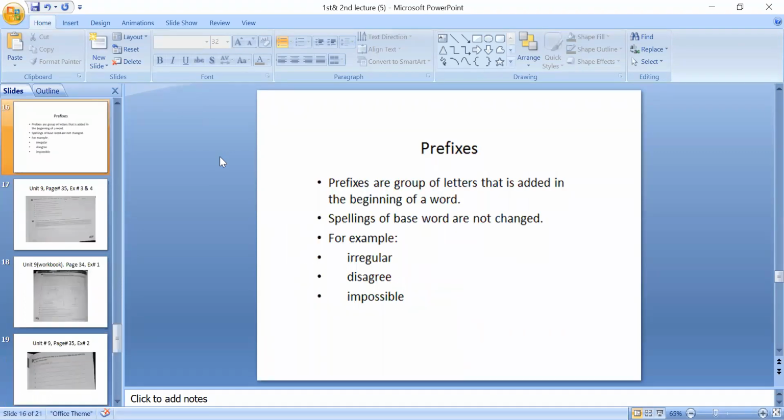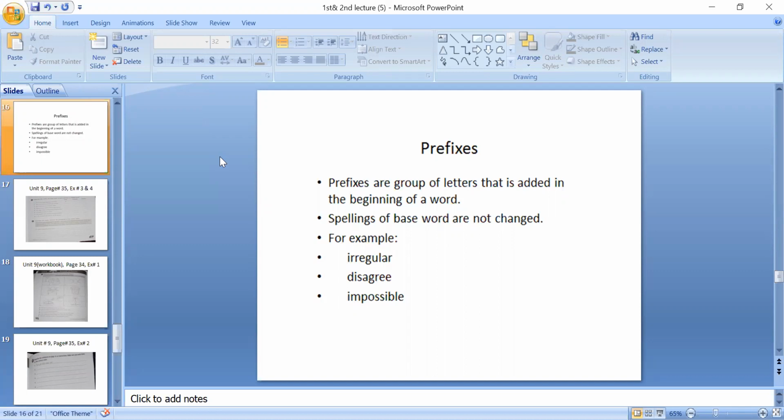Okay, next is about prefixes. Beta, pre means before. So a prefix is a group of letters that is added in the beginning of a word, or before a word. And the spelling of the base word, the main word, will not be changed. We'll only add a prefix in the beginning of the word.